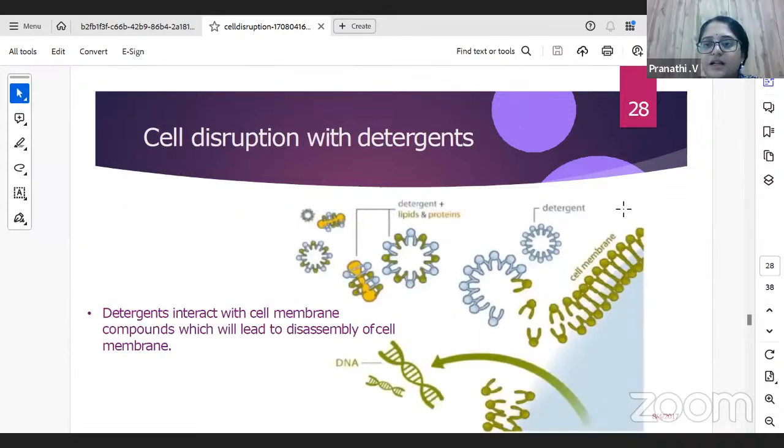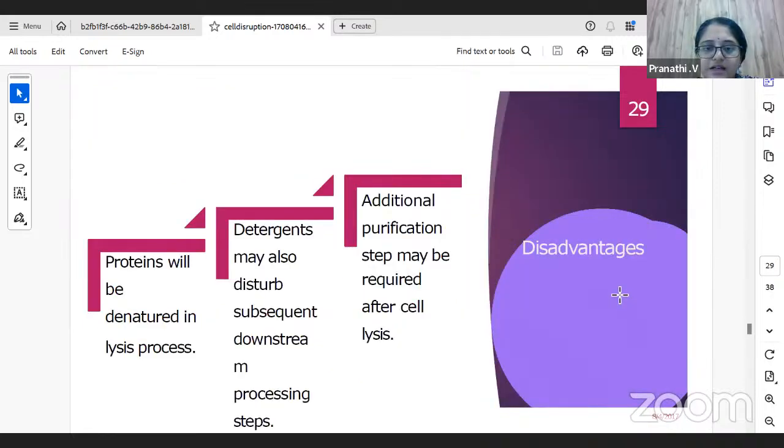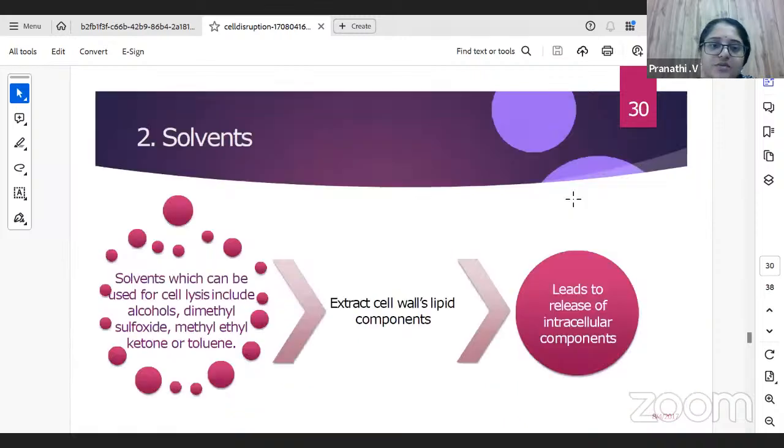So what is it going to do over here? You can just see they interact with the cell membrane. Then this causes it to break down. So the cell membrane is going to be lysed. The DNA is going to come out. But the disadvantages: your proteins are denatured. Detergents also disturb the downstream processing steps. Again, you need purification that is present.